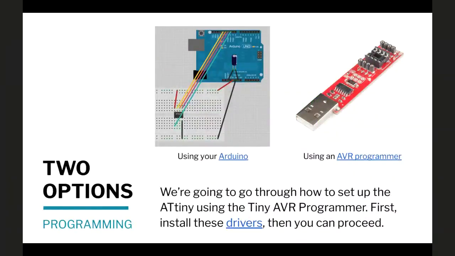There are two ways to program an ATtiny. As you can see, it doesn't have a breakout board. It's just that one chip. You can't just plug it into your computer. You need something extra. You can program it using your Arduino or using an AVR programmer. I highly recommend using the programmer and not doing it through your Arduino, though that's the cheaper way to do it. There's just a lot more involved programming it through the Arduino, but it's not super difficult.